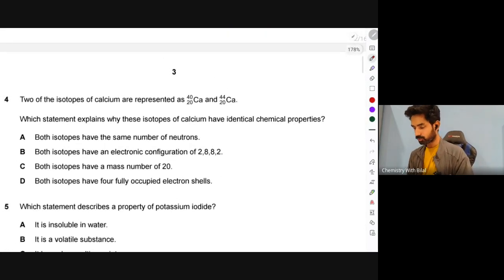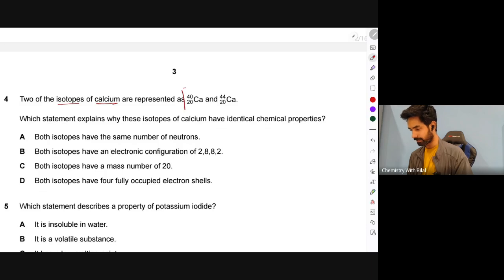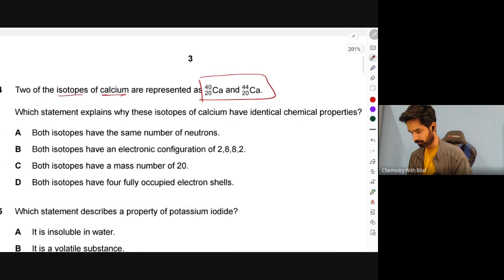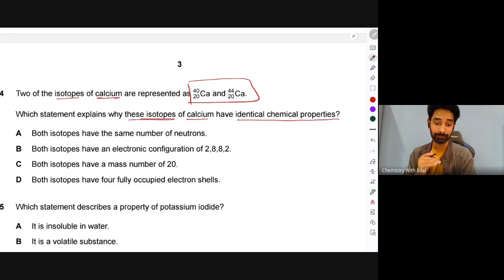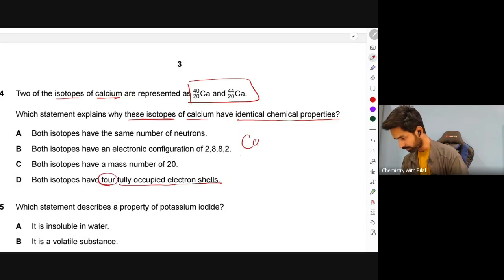Two of the isotopes of calcium are represented by calcium 40 and calcium 44. Which statement explains why these isotopes of calcium have identical chemical properties? It is because they have the same number of valence electrons. Both isotopes have fully occupied electronic shells. Initially, they do not have fully occupied shells. I mean, calcium 20, we know 2, 8, 8, and 2.